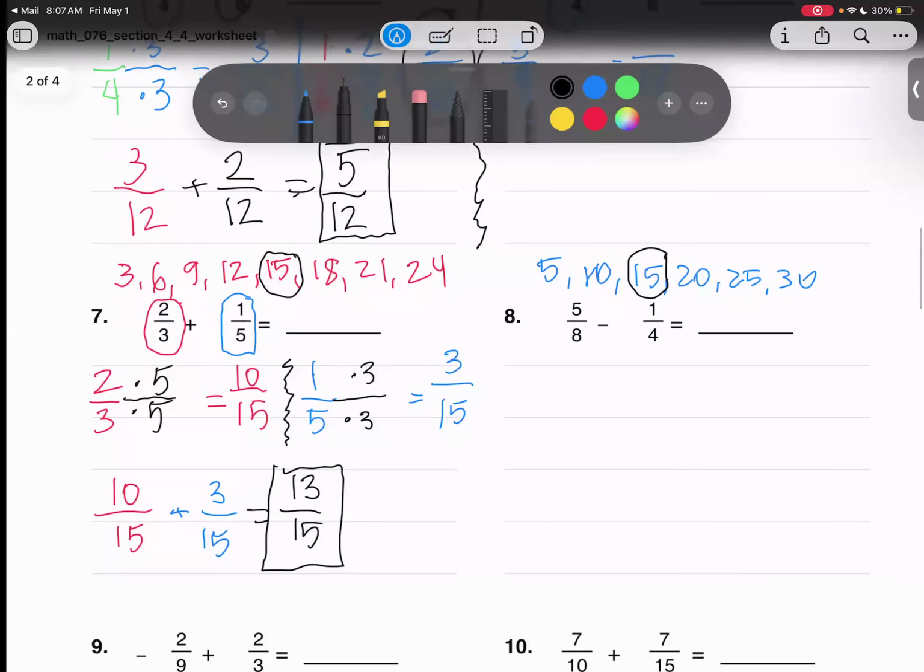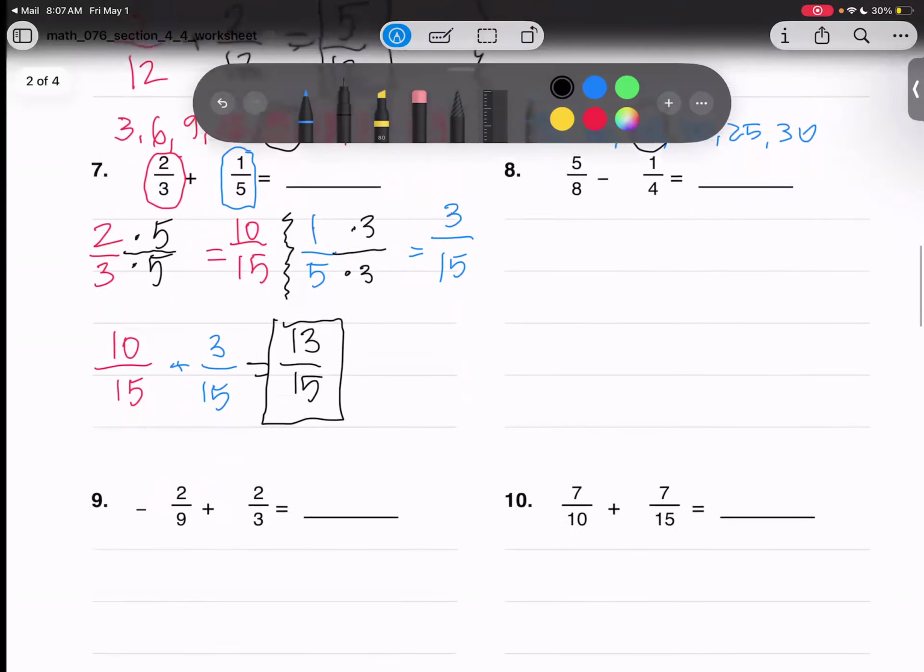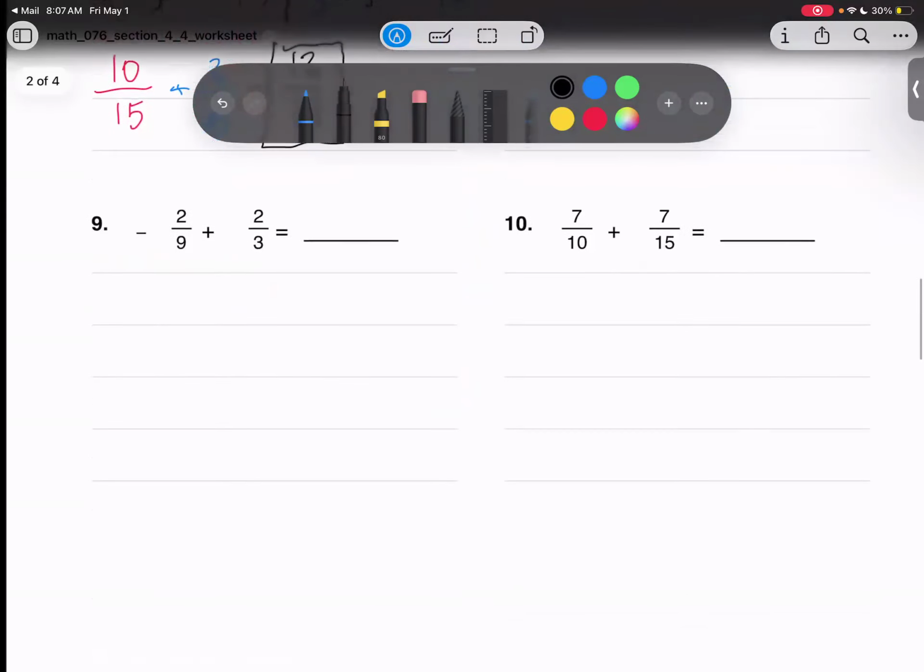Okay, I'm going to leave a little bit for you to do at home. So I'm going to let you try number 8 at home. Let's do number 9 because number 9 is much harder because we have a negative and a positive number. We're not going to let that freak us out.